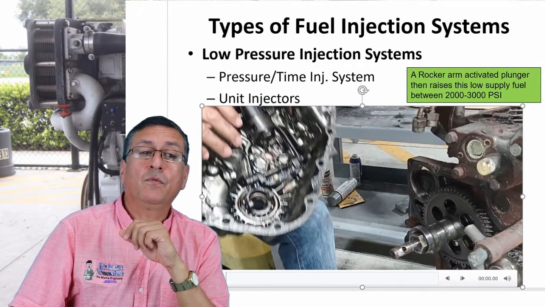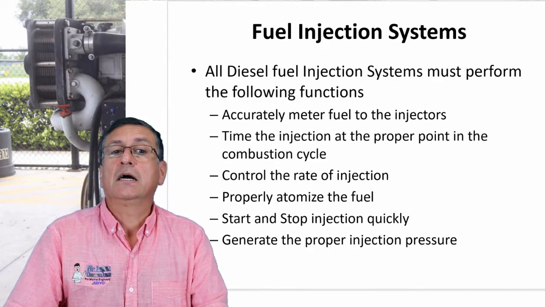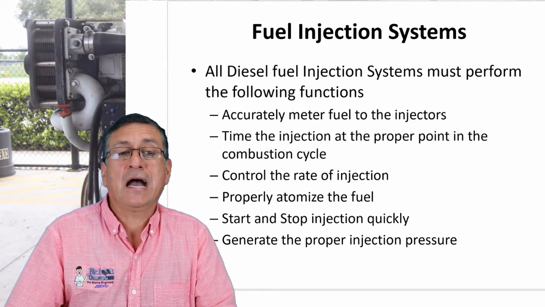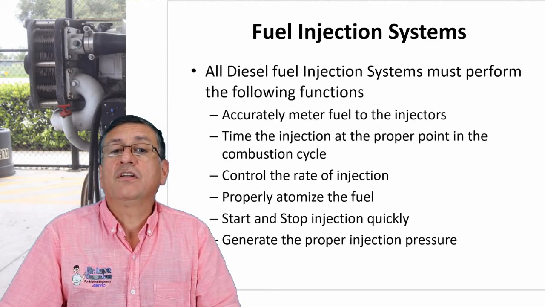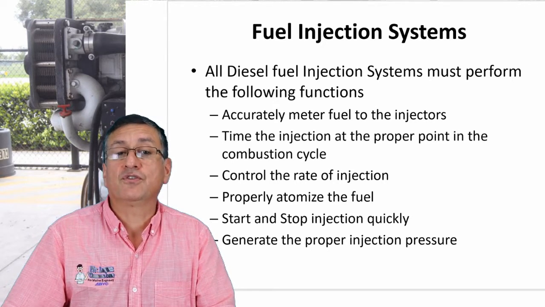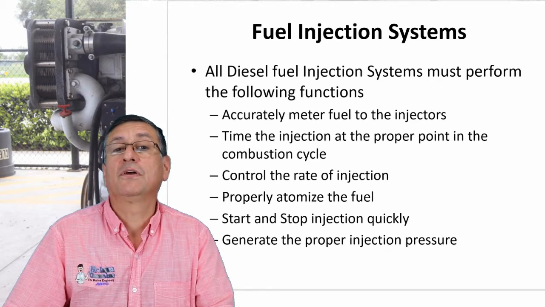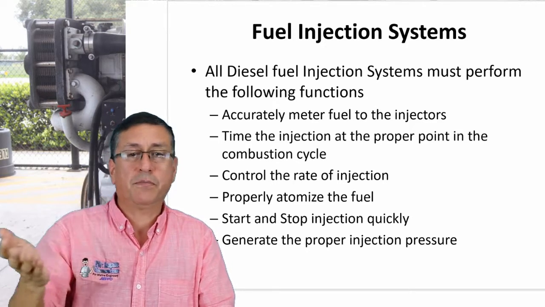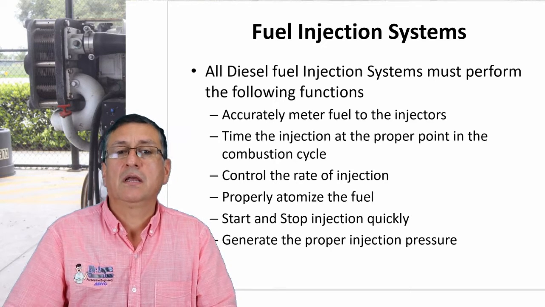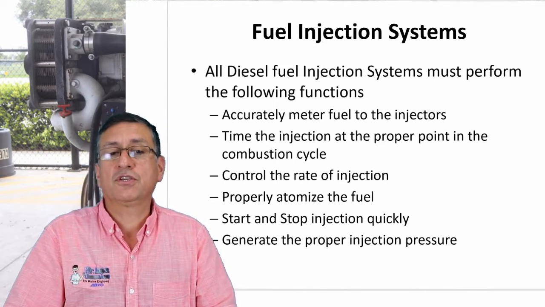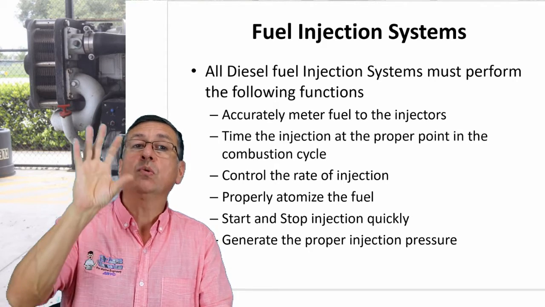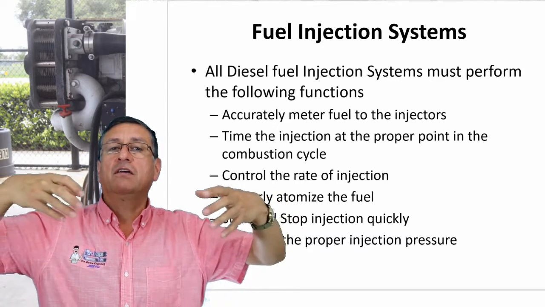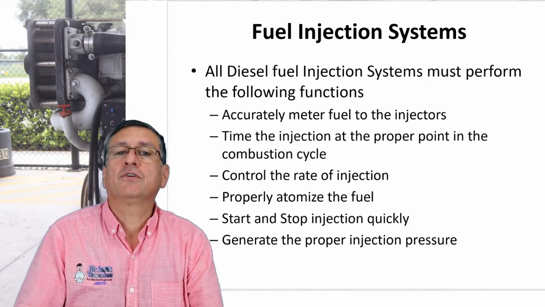Okay, and now we are going to check what is the function of those injectors, low pressure and high pressure side. All diesel fuel injection systems perform the following functions: meter the fuel to the injectors, of course. Time the injection at the proper point in the combustion cycle. Control the rate of the injection. Atomize the fuel internally in the combustion chamber. Start and stop the injection quickly, and create the proper injection of fuel in the combustion chamber. This is the function of the injector.